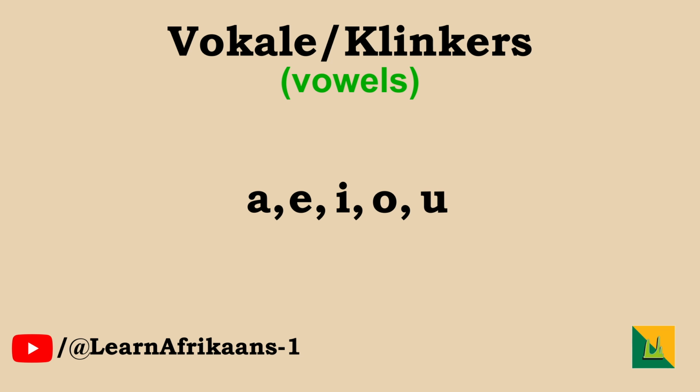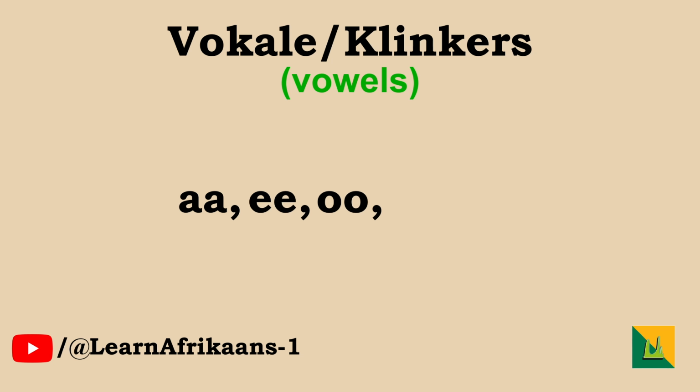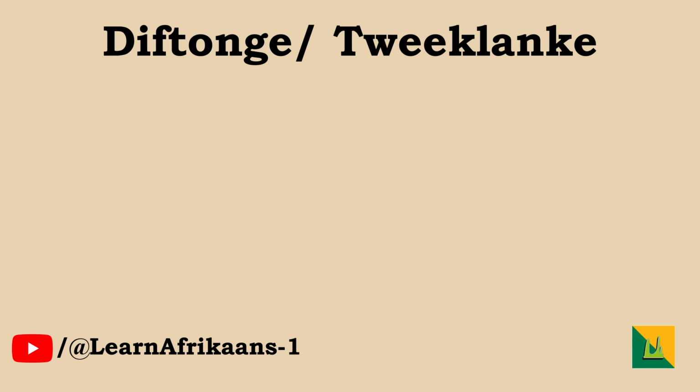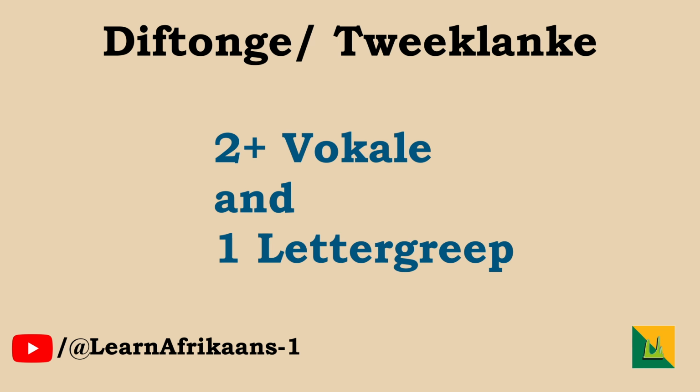Similarly to consonante, vokale can be more than one letter. For example, A, E, O, I, U. However, if two or more vokale that make more than one sound are combined, they are part of the third sound group known as Diftonge. Tweeklanke. Diftonge are two or more vokale that are together in one syllable, Lettergrepe.